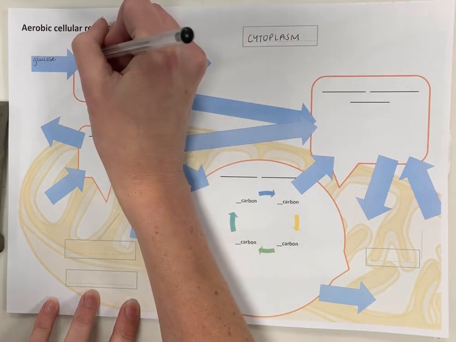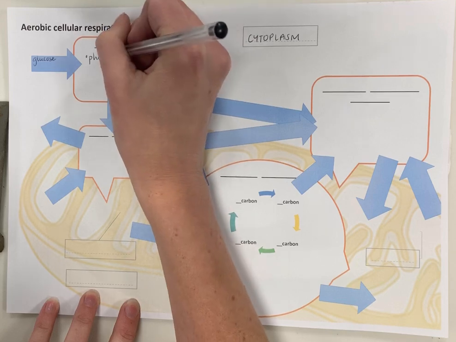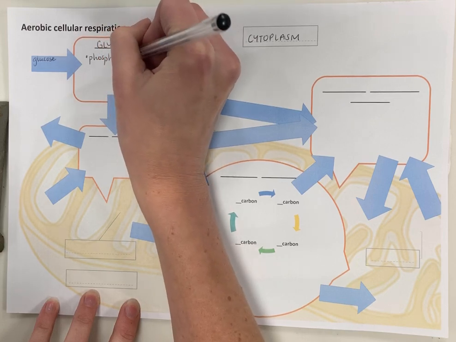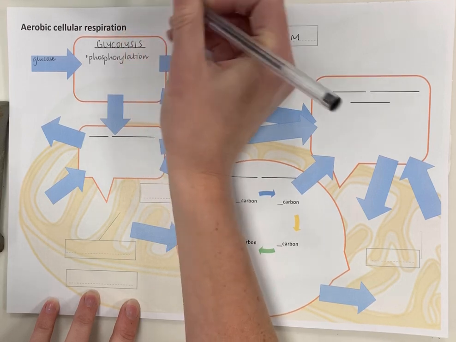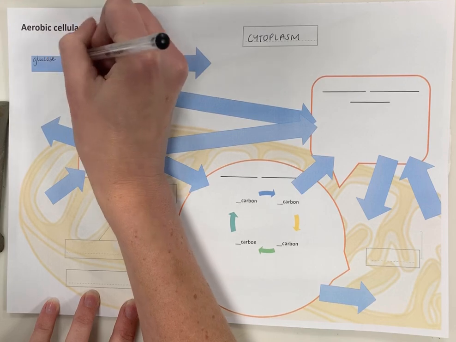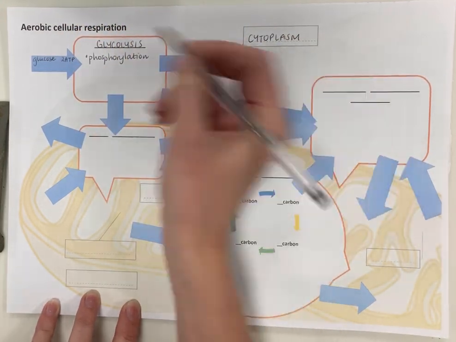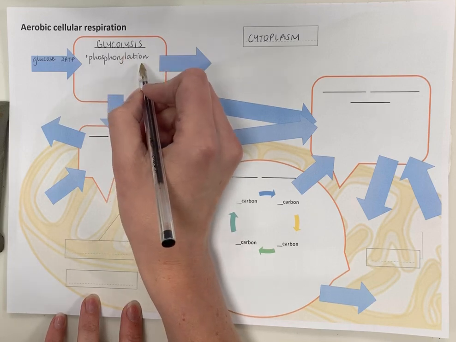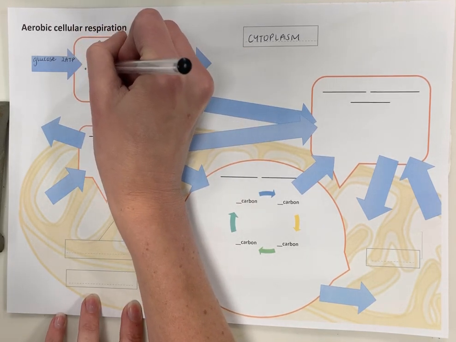The first stage is that it gets phosphorylated. That means phosphorus or phosphate groups are added to the sugar to destabilize it. So we need to include 2 ATP that actually gets used in this stage. So there's an input of ATP, even though at the end we're going to get more out of it. So we've phosphorylated our sugar, which means it can be split, which is called lysis.